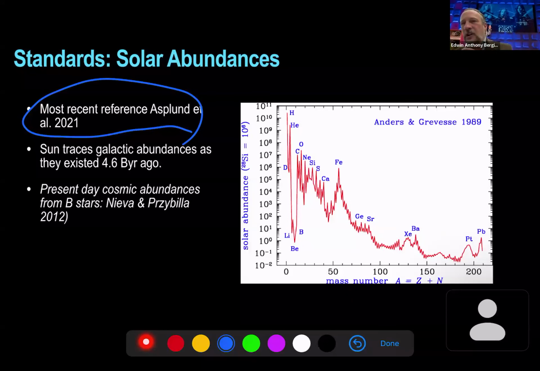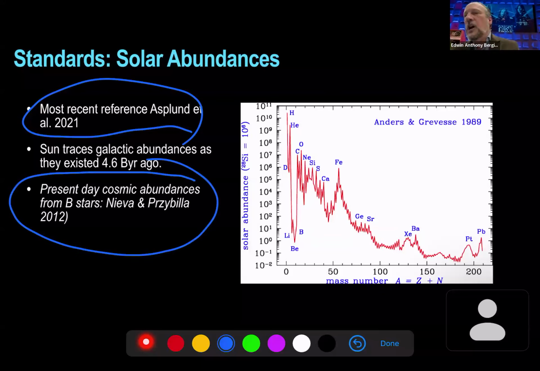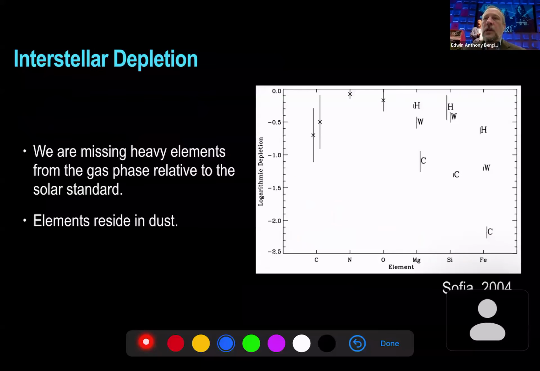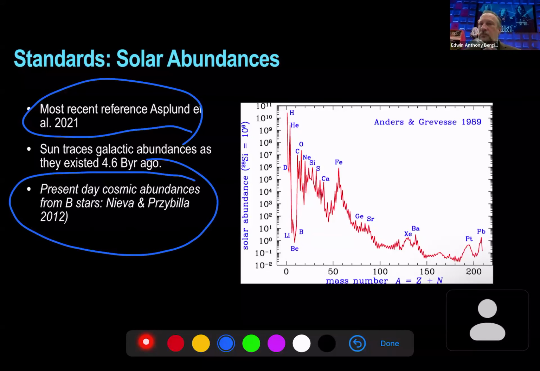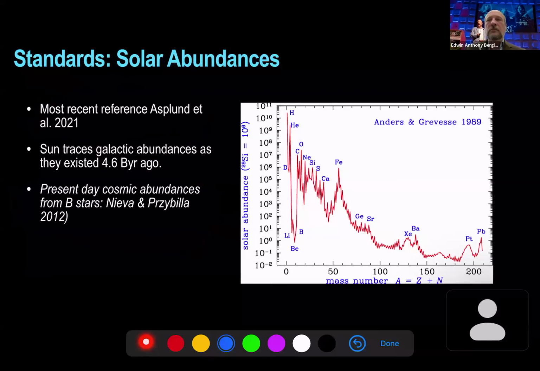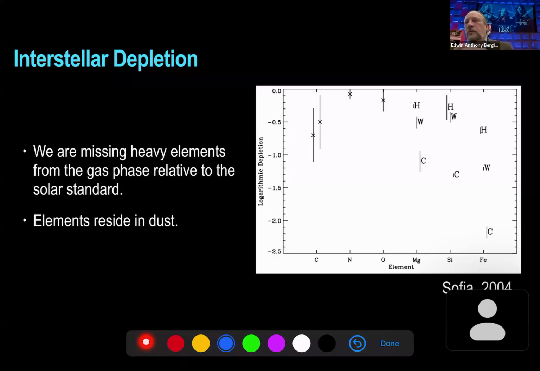Now, this is the sun, right? This is what the abundances of all these various elements are 4.6 billion years ago. We can use B stars to tell us what the cosmic abundances are in the local galaxy today. So why do we do this? What we do is we observe, say, carbon and oxygen in the ultraviolet towards that Zeta Oph cloud. And what we find is, for example, for oxygen, not all of the oxygen that we expect to be there is there. All right, so what do I mean by that?